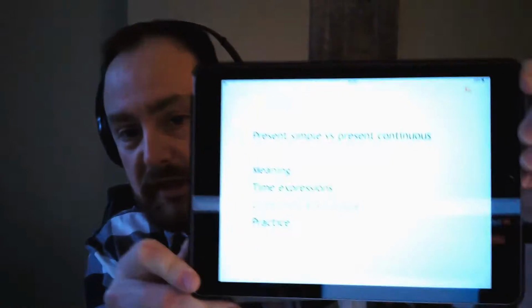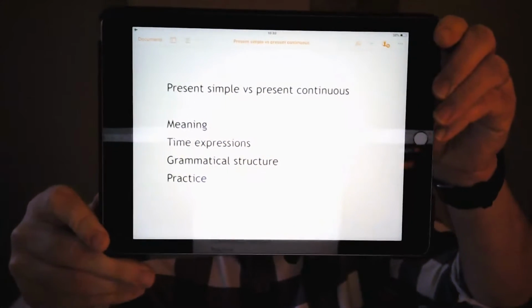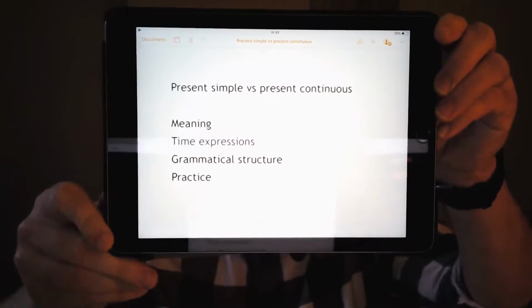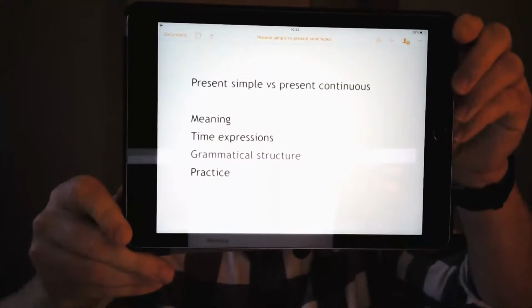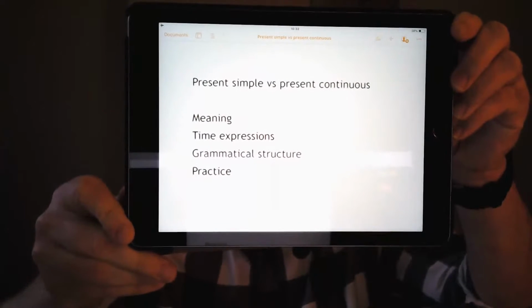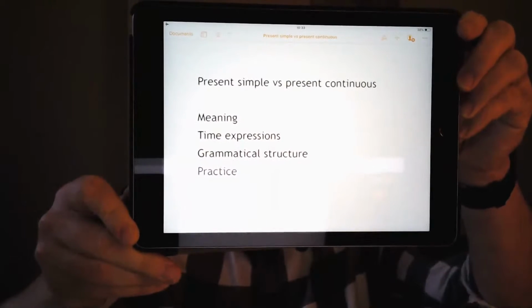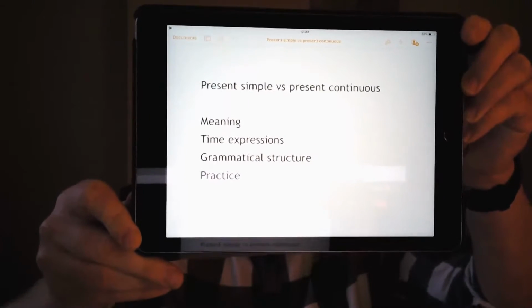So what we're looking at today is present simple versus present continuous. And I'll show you a little plan of what we're going to look at today. If you can see this, it's present simple versus present continuous. We're going to look at a couple of example sentences, talk about the meaning of them. We're also going to look at some timelines of them so that we can see the meaning in that way. Talk about time expressions we use with each tense, the grammatical structures of each tense, and then I'm going to give you some practice sentences as well.